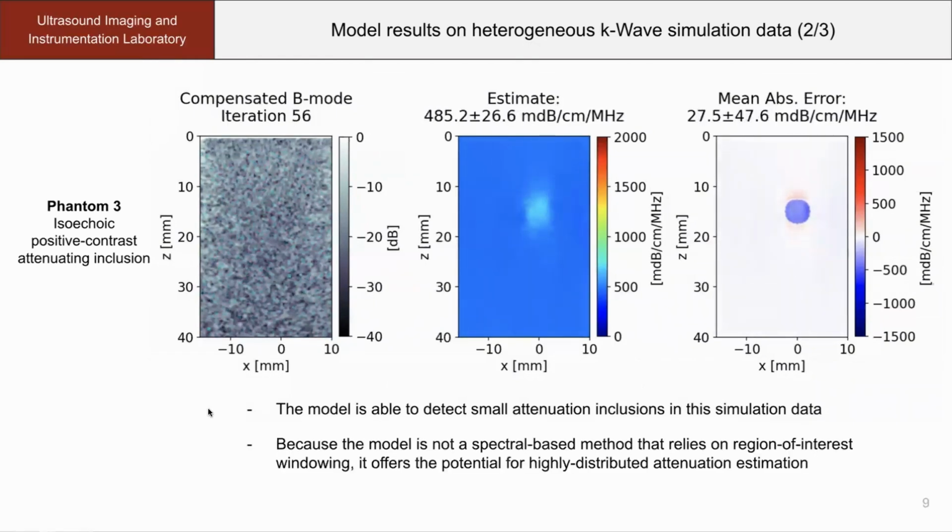Because the model is not a spectral-based method that relies on region of interest windowing, it offers the potential for highly distributed attenuation estimation. So this is one of the potential advantages of this method over existing methods, or spectral-based methods, that require regions of interest, is that our model doesn't require this.